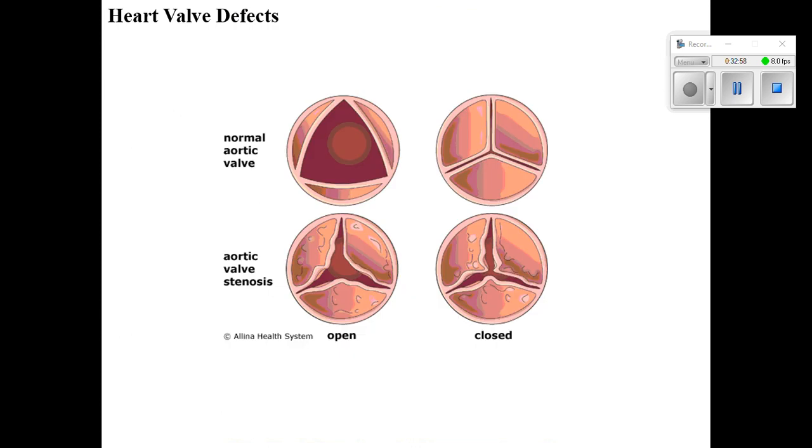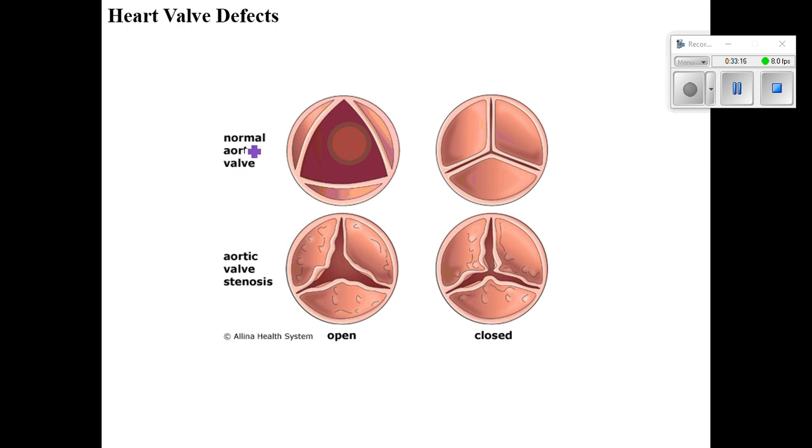Some heart valve defects. You do need to know a little bit about the heart valves, even though you don't need to know specific names of heart valves for Science 30. You do need to have a basic understanding that something can be wrong with the valves, and there are in fact some treatments for these as well, some valve replacements.